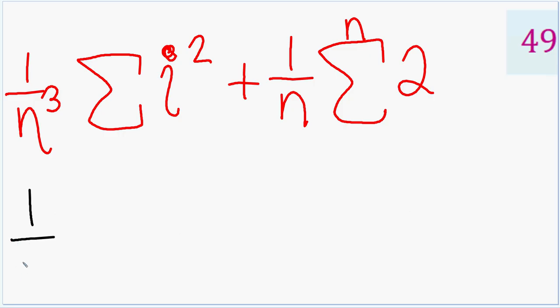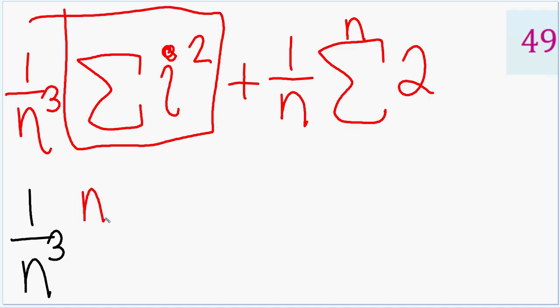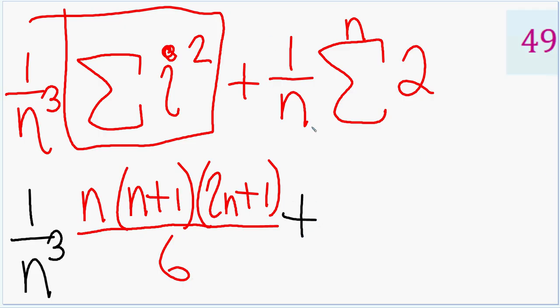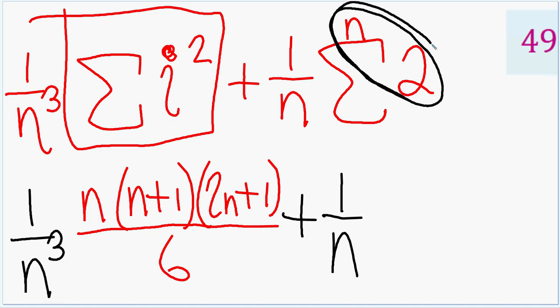So the 1 over n cubed is going to stay here, but the summation of i squared is n times n plus 1 times 2n plus 1 all over 6. And then in our second summation, we have 1 over n here. And remember, the rule is when we're summing a constant, we just multiply the upper bound by that constant. So that becomes 2n, and I'm going to put a 1 under it.